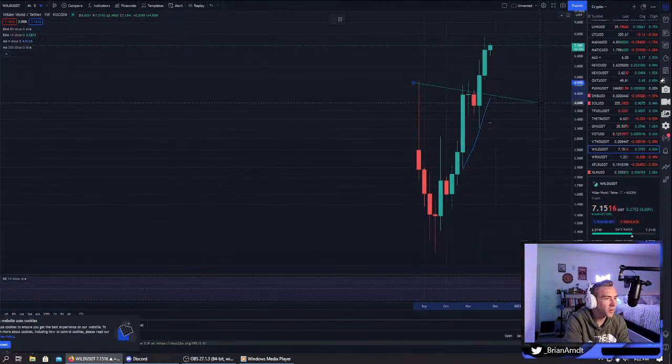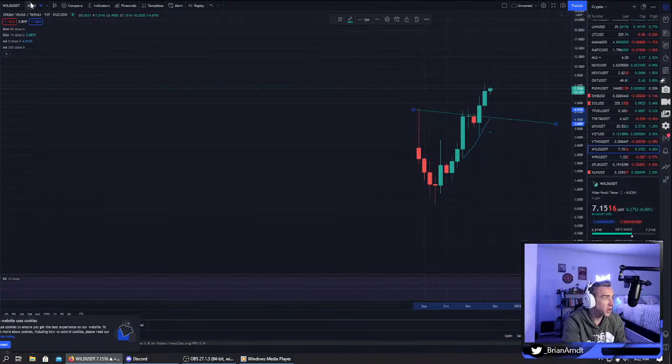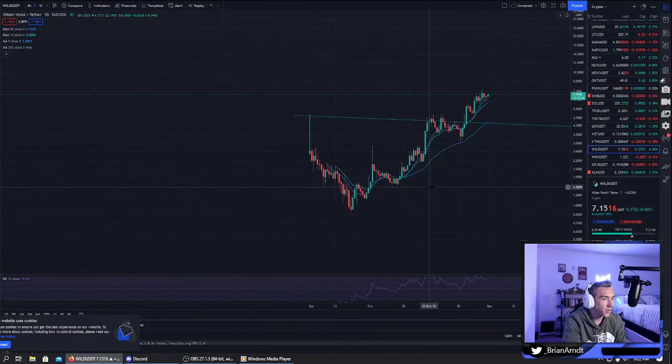Wilder World, another metaverse here, so I kind of expect this 380 level to be retested one day. But a great looking chart right now. I think it'll keep going up for the time being. Great looking chart.